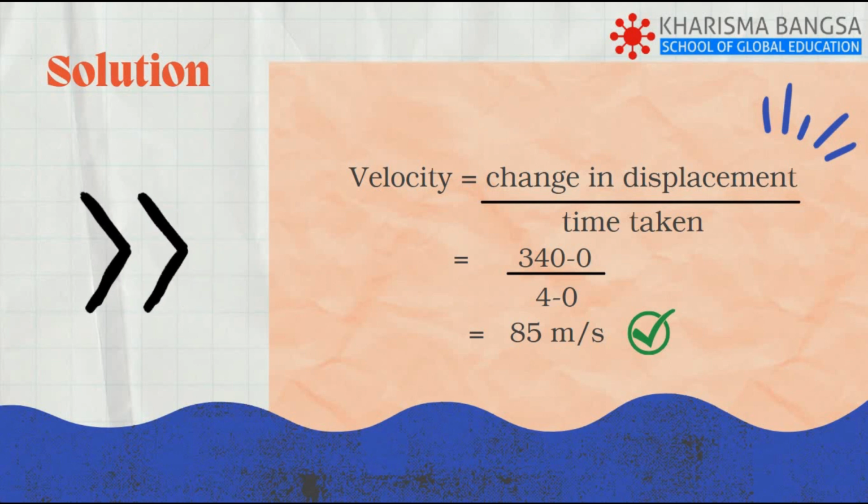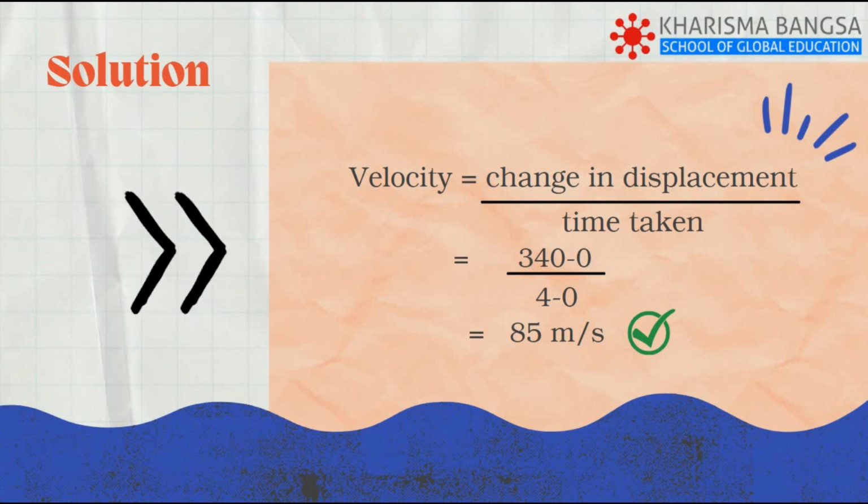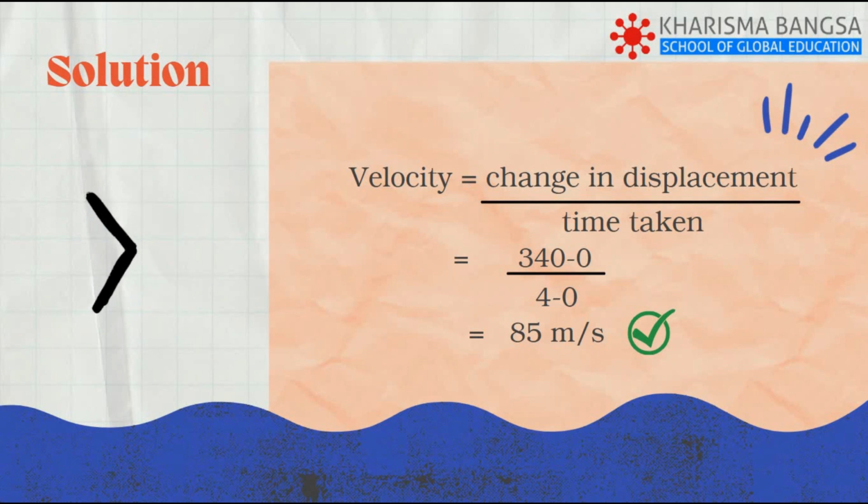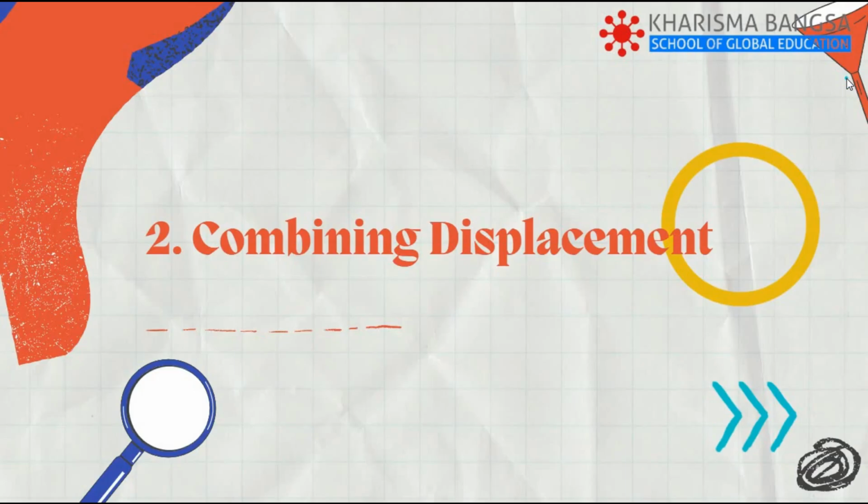Before we try to solve this type of question, we should know, of course, the formula of velocity, which is displacement, or change in displacement, divided by time taken. In the table, final distance and time taken are respectively 340 meters and 4 seconds, and both displacement and time taken started from 0. Thus, we just need to divide 340 by 4, which is, the result is 85 meters per second. It's easy, right?